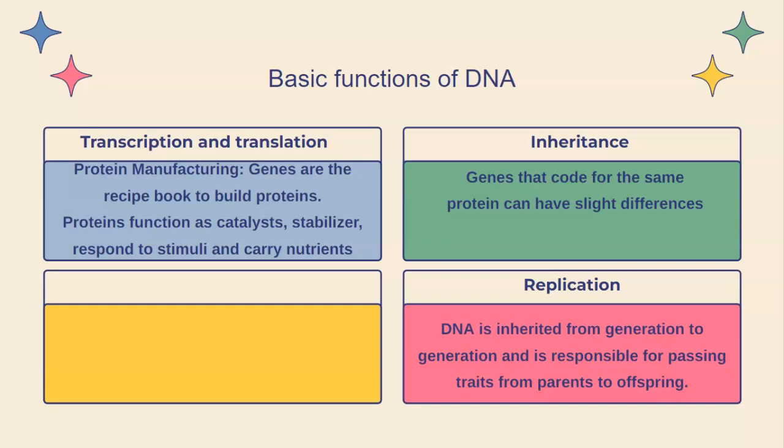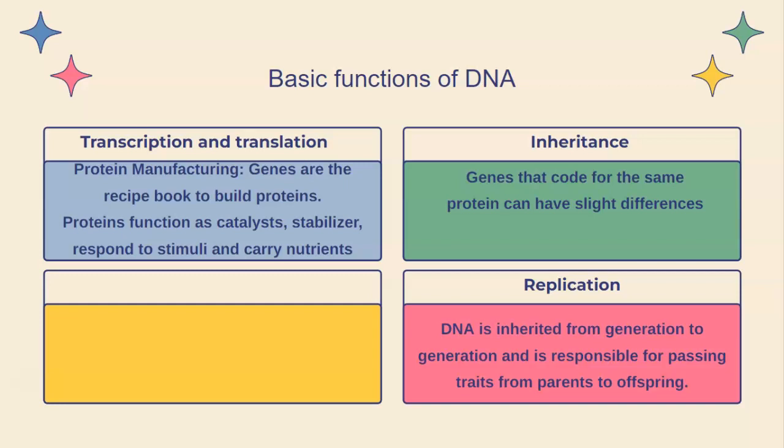So genes that code for proteins are slightly different, and therefore you could get a gene, or an allele, from your parent that codes for blue eyes and one that codes for brown eyes, and it might look a little bit different for your siblings. So inheritance is a really unique function of DNA, passing on information from parents to offspring.